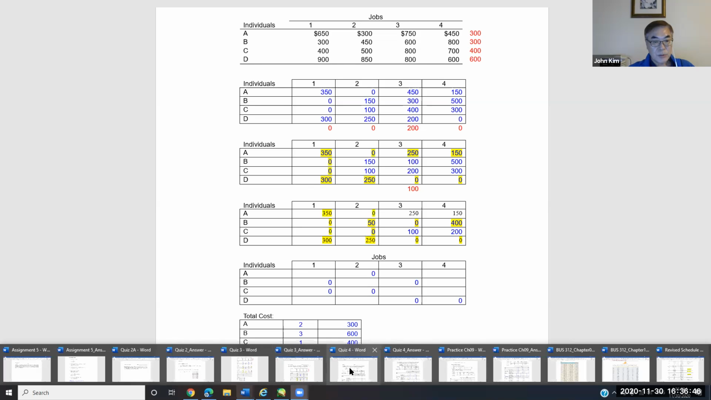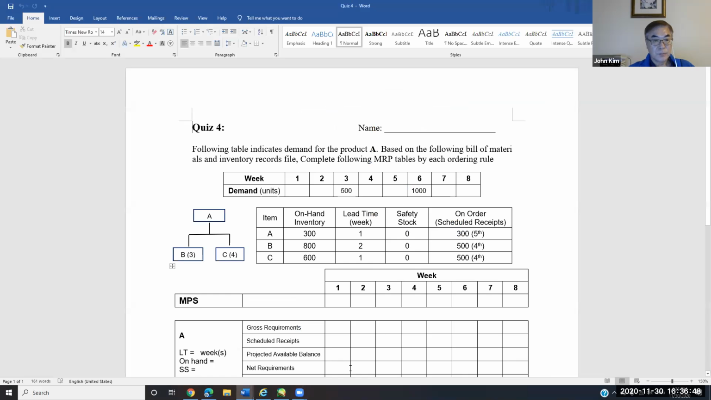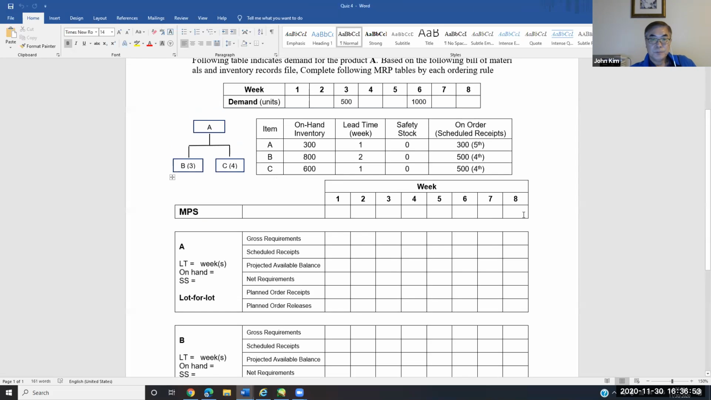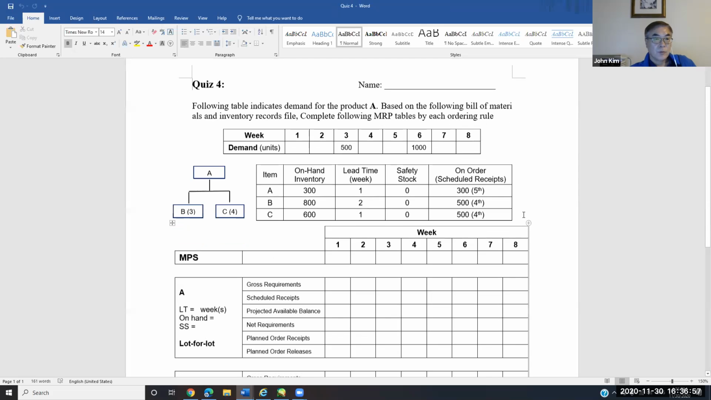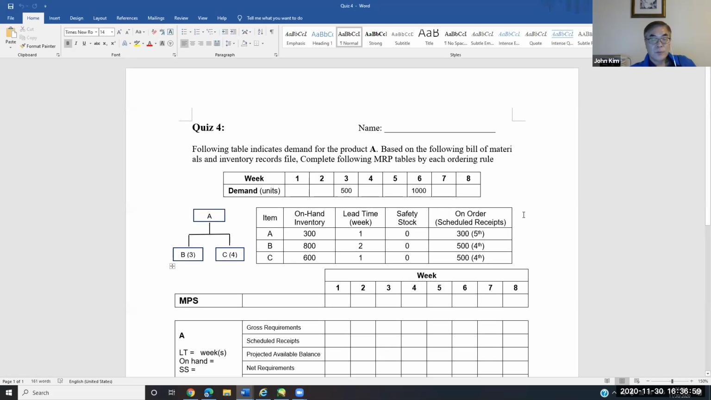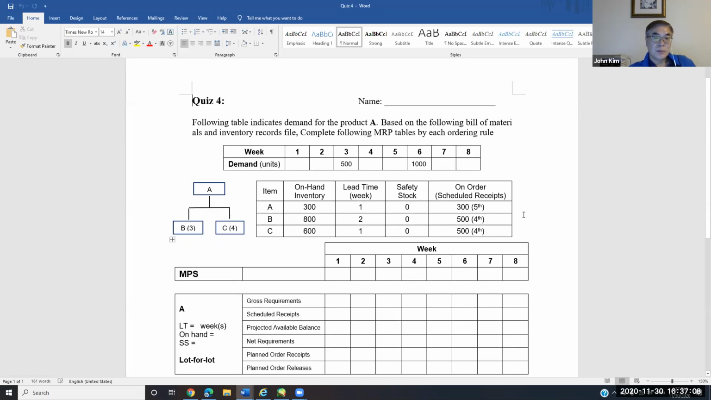Next question. This is Quiz number 4 from the MRP system. So when you do this question, don't hurry, just go step by step.